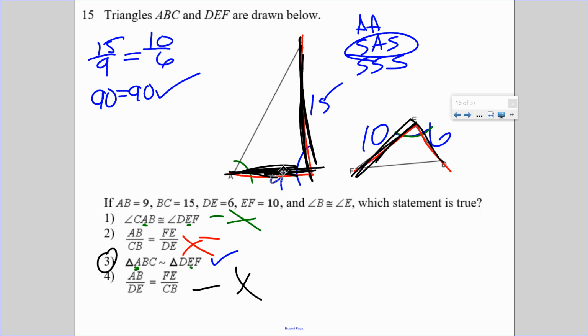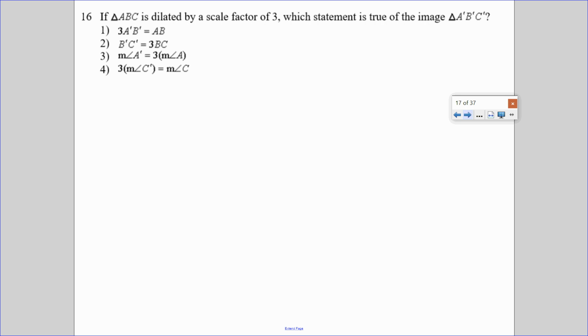You gotta be able to get these similar triangle questions right. They ask them all the time. The triangle ABC is dilated by a scale factor of 3. You can draw 2 triangles if you want.